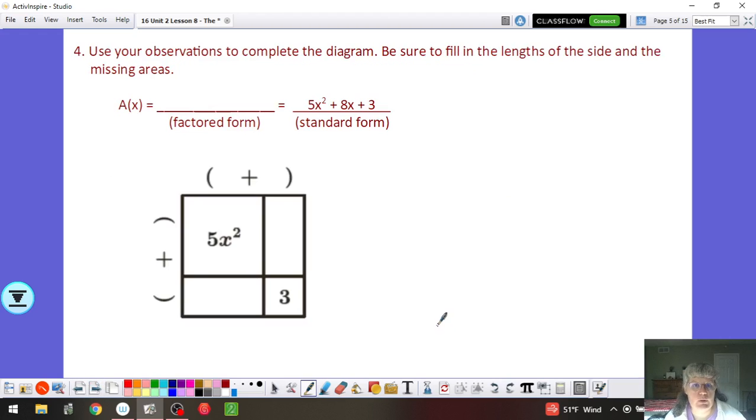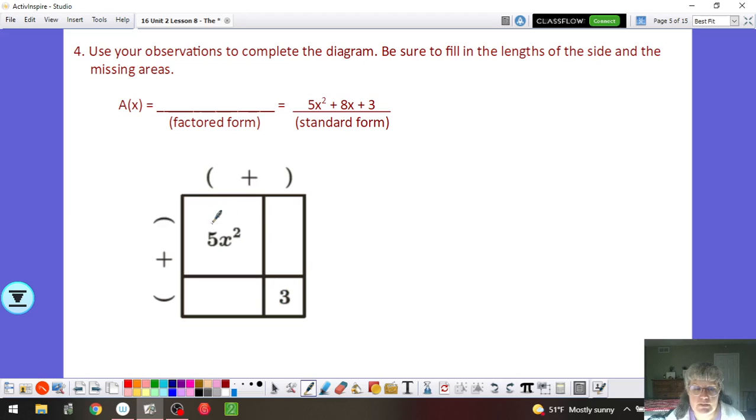So we were given the standard form 5x squared plus 8x plus 3 and a partially completed diagram. And the task is to take some of the things we noticed before and fill in this diagram to find the factored form. If we look at the values of 5, 8, and 3, there is not a common factor of those 3, so that's why we have to go ahead and put 5x squared in this upper left corner. Your units will always be in the lower right.